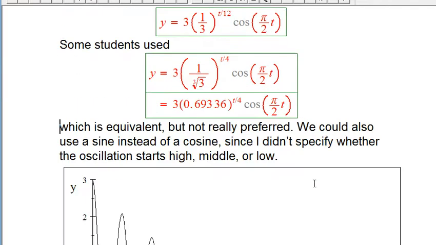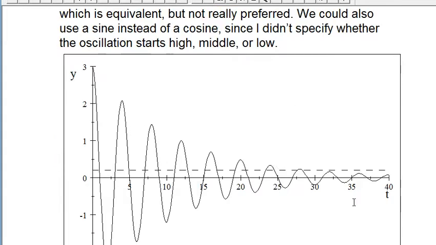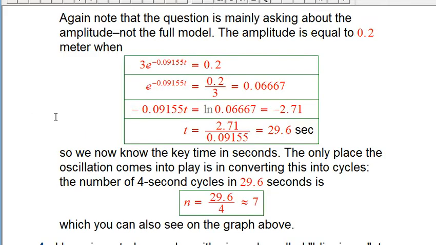Okay. Oh, and I'm using a cosine here because I didn't specify whether it starts in the middle or high or low. So I haven't completely nailed down what it looks like. But if you use a cosine, it looks like this. Starts high, wiggle, wiggle, wiggle. And this dotted line is for the next part of the problem, where we ask, when does the amplitude, remember that's going to be the envelope function that just goes between the peaks here, get down to 0.2 meters? Okay, so this is part B, which is right here.